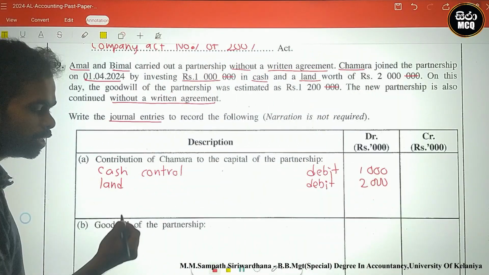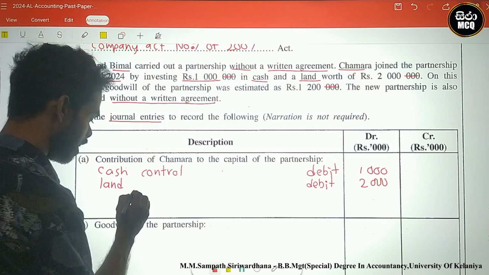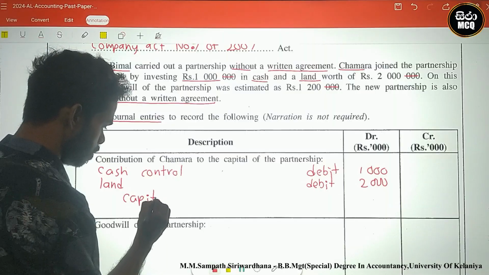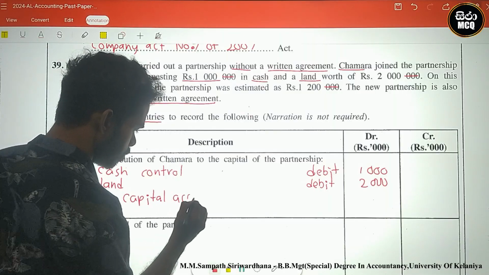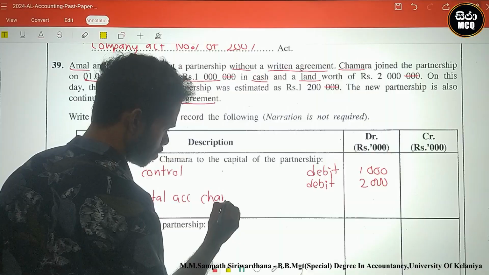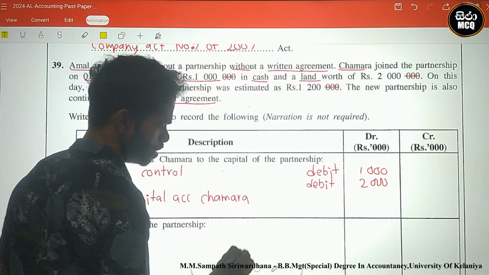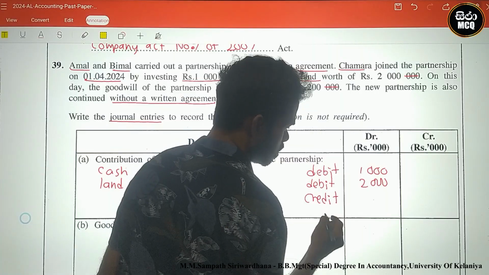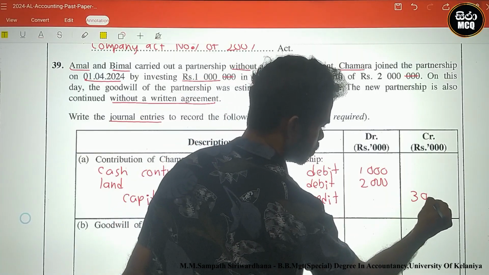Next, credit to the capital account. Charmer capital account. Charmer credit, the sum of that, 3,000.